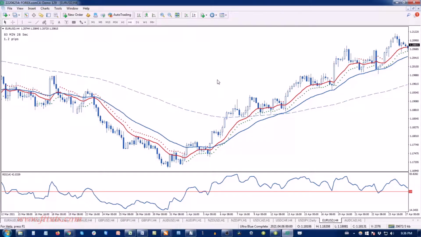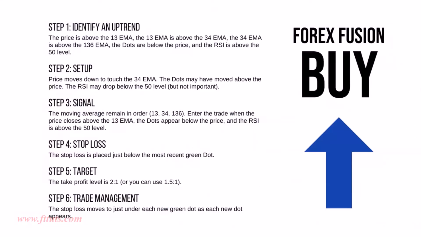Now we're going to take a look at a buy trade. This is right out of the manual, so I want to cover the 6 steps to a buy trade, and then we'll get right into that on the chart. I'll throw that up on the screen now. Step 1 is identify the trend. We want to have an uptrend. The 13 EMA is going to be above the 34 EMA. The 34 EMA is going to be above the 136 EMA. That gives us two trends, a short-term and a long-term trend, that are both pointed upwards in the same direction. We want the dots to be underneath the price, and they're going to be green, and we want the RSI to be above the 50 level.